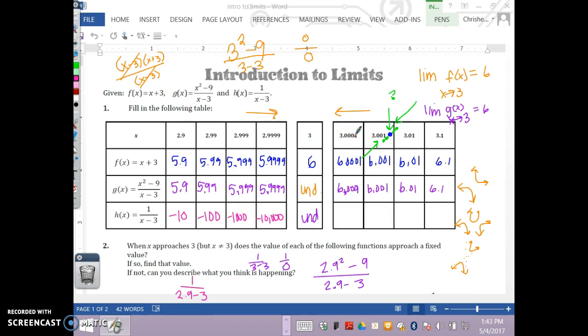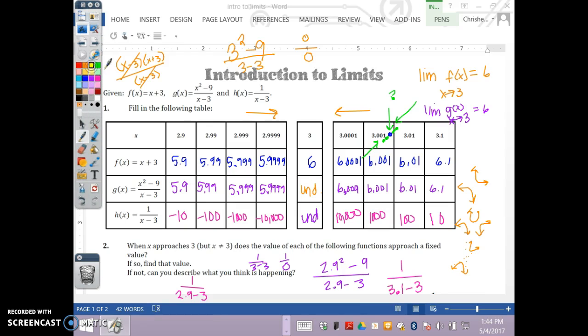Let's plug in 3.0001. So 1 over, well, I'll start with 3.1. That's easier to write. 1 over 3.1 minus 3. That's 10. This is 100. This is 1,000. This is 10,000. Look at the trend. Remember this one? We were like 5.9, 5.99, 5.999, 5.9999, 6.001, 6.01, 6.1. It was like, yeah, duh, it's going to be 6. Here, this was just a hole. It looked like it was just all in a straight line.